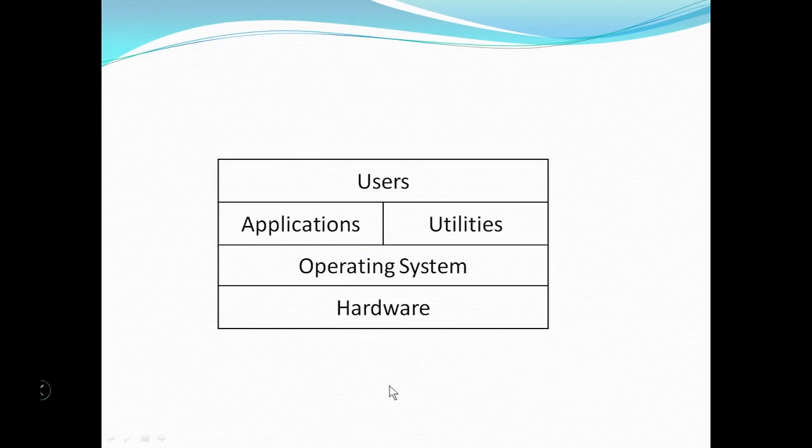Now we can extend our previous categories like this. The bottom layer is hardware. The topmost layer is users. In between we have the software layer. Further we can divide that into two layers. The bottom layer is operating systems and the top layer is applications and utilities.